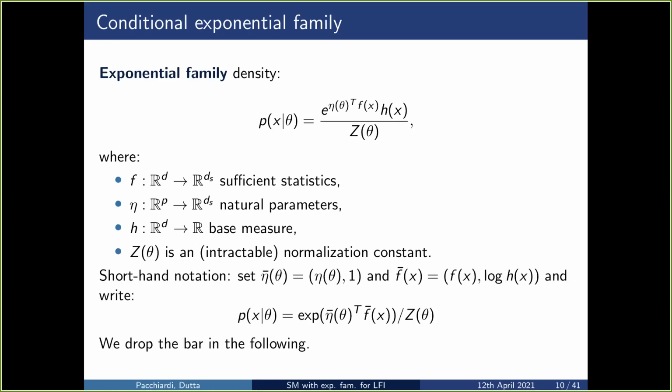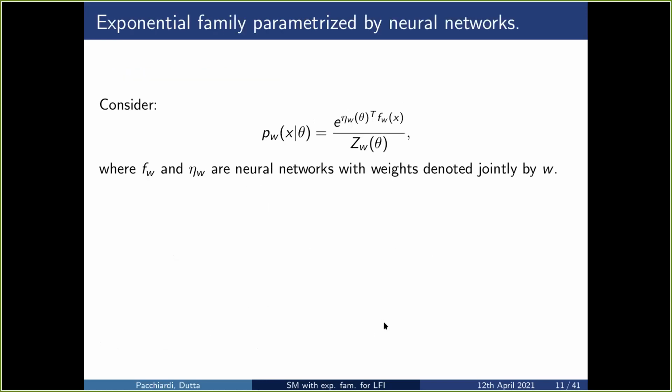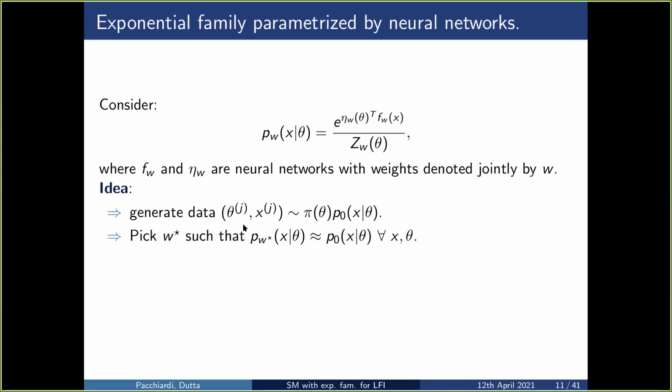So these are some notational clarifications. We will consider two functions here, eta bar and f bar. We're just taking the log h(x) inside so that it's a simple form. Now, if W and eta_W are neural networks with weights denoted jointly by some W, we need to know that. We generate data theta_j for an x_j, which comes from this joint distribution, and we want to learn W star such that P_W star(x given theta) is as close as possible to P_0(x given theta) for all x and theta.